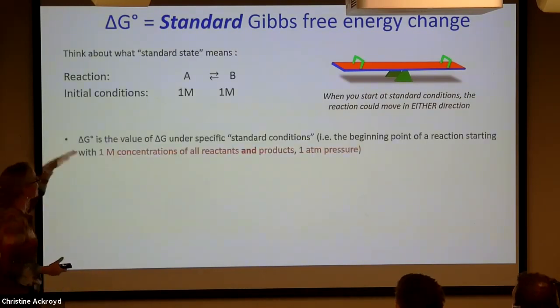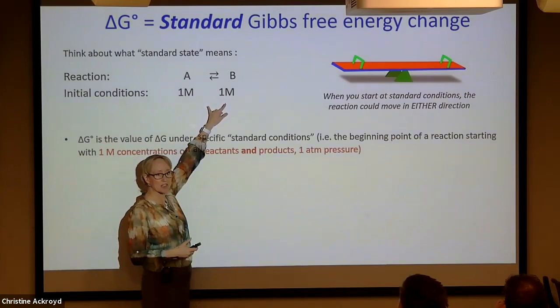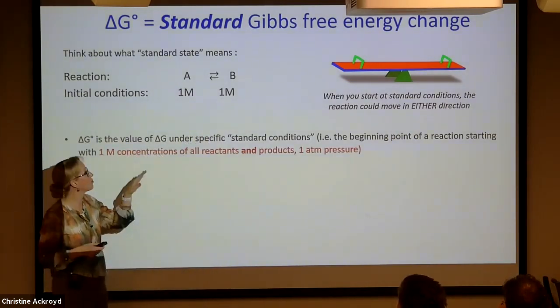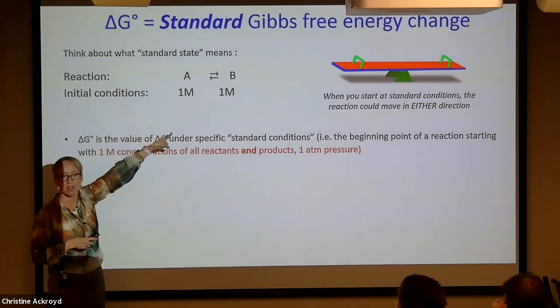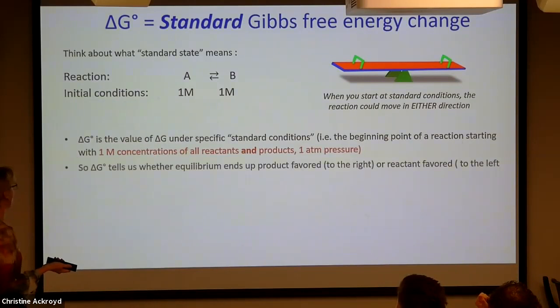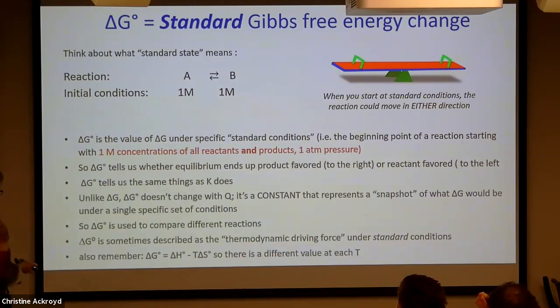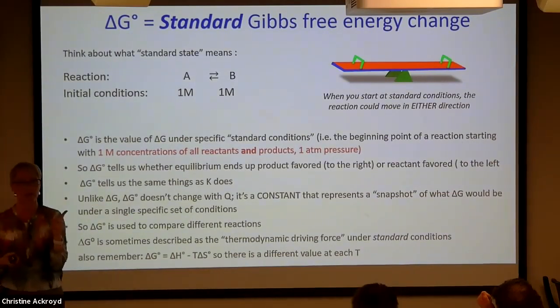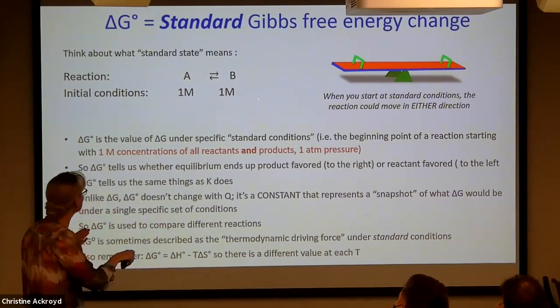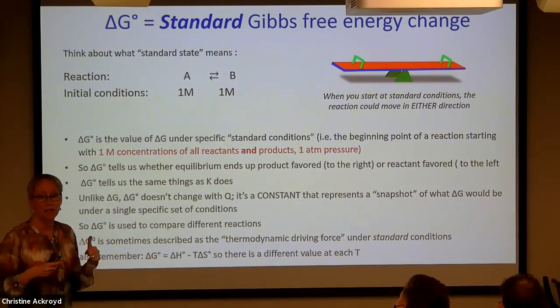Okay, so essentially, this is the reaction that we start with when we're thinking about delta G naught. And we're saying, which way does the reaction move from there? And that tells you where the equilibrium will lie when it comes to equilibrium. So it tells us the same thing as K does. Now, delta G naught is like a picture of a certain set of conditions. It's these conditions right here. And so it's a constant.